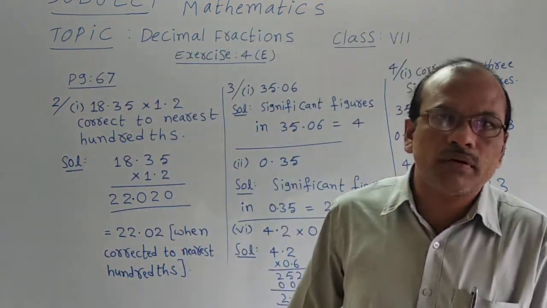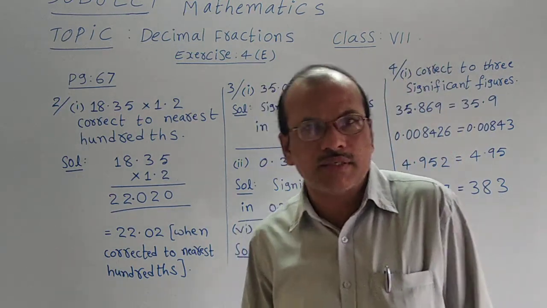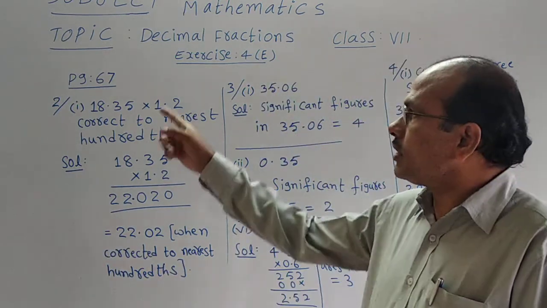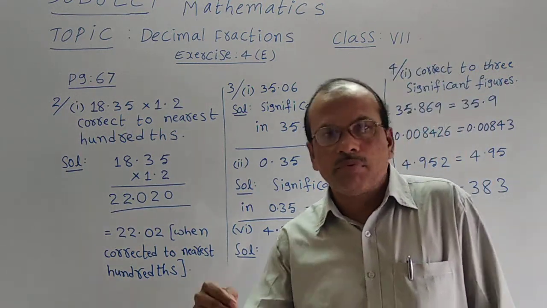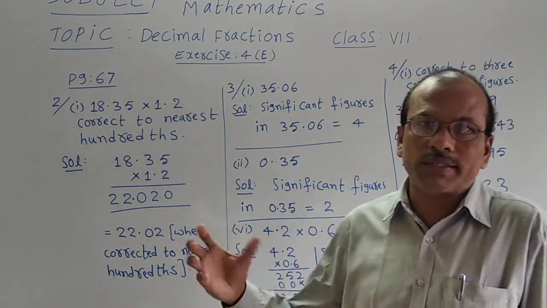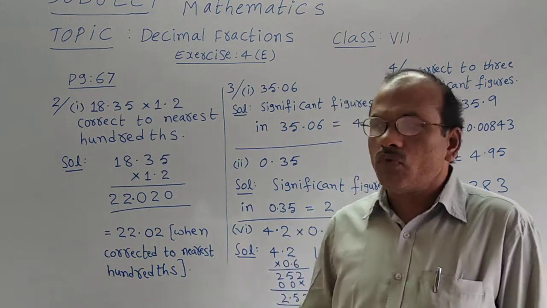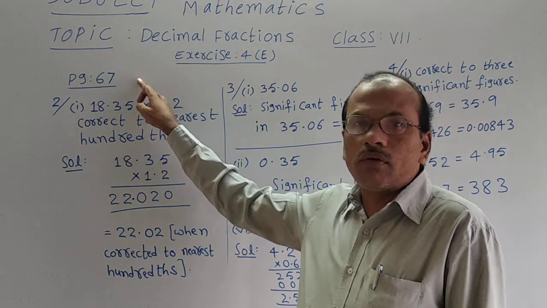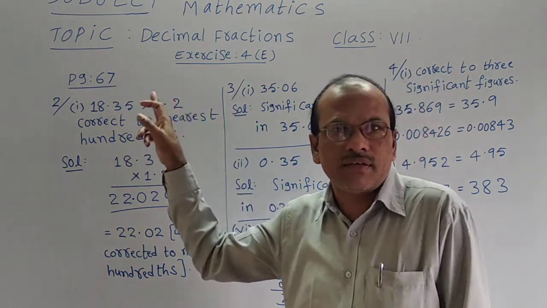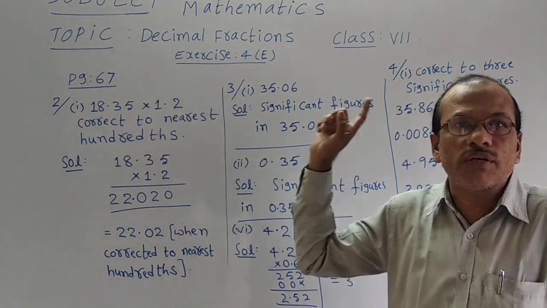We were in chapter 4, decimal fractions, on page number 67, that is exercise 4E. In the previous class we discussed some sums. A few more sums are there for us to discuss. All of you open page number 67, that is exercise 4E.